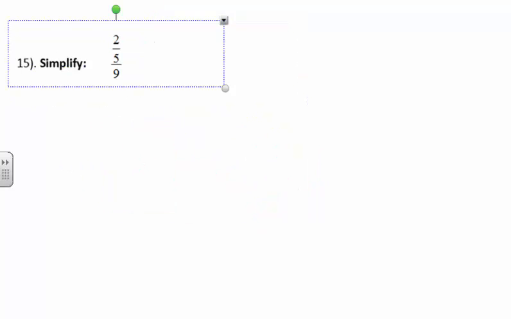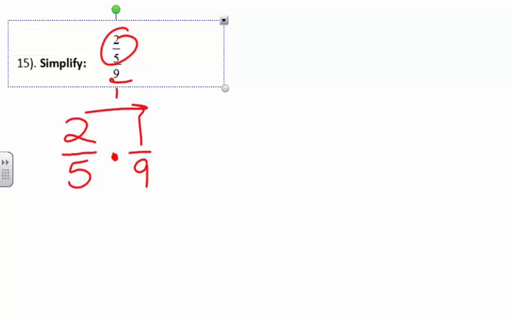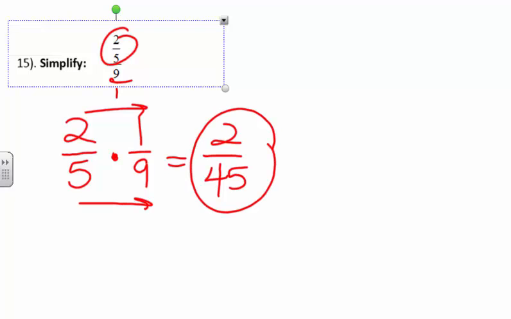We're going to do the same process for number 15. We're going to, again, keep the numerator, which is 2/5. We're going to change the division to multiplication, and we're going to flip or take the reciprocal of our denominator. So that becomes 1 over 9. We're going to multiply straight across, and we get 2 over 45 as our final answer.